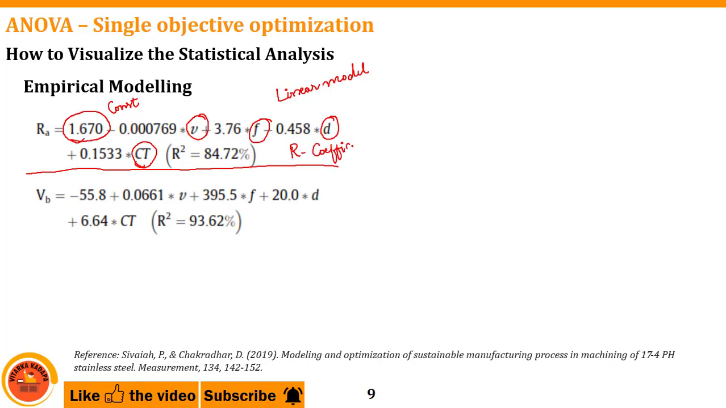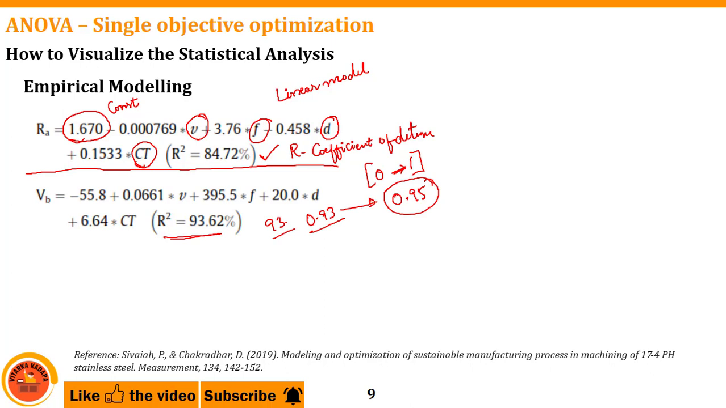coefficient of determination. This coefficient of determination should lie between 0 and 1, but this value should be more than 0.95. If it is more than 0.95, then only the fit is best. Here for the case of Ra, this fit is okay only, but it is not that good. Whereas in the case of flank wear, 93.2 means 0.93, which is as close as 0.95. So the fit is almost the best. In some papers we will get 0.96, 0.99. This indicates that the coefficient of determination should be as close as possible to 1, like that we have to assume.